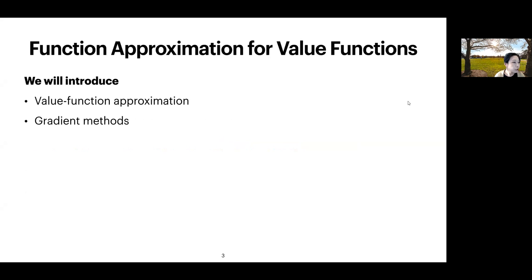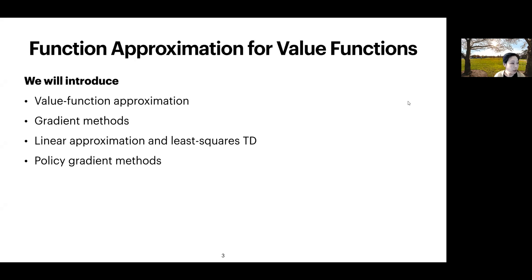So we will first introduce value function approximation, then we'll talk about gradient methods, and essentially semi-gradient methods using linear approximation, and we'll talk about the least squares TD method. Okay, so that's what we will be talking about for value function approximation. But now for policy function approximation, we'll talk about policy gradient methods. And we'll specifically talk about REINFORCE, some of you have heard about that.